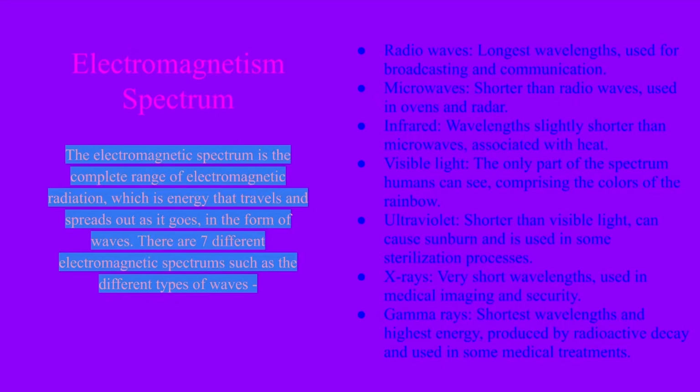Ultraviolet, shorter than visible light, can cause sunburn and is used in some sterilization processes. X-rays, very short wavelengths used in medical imaging and security. Gamma rays, shortest wavelengths and highest energy, produced by radioactive decay and used in some medical treatments.